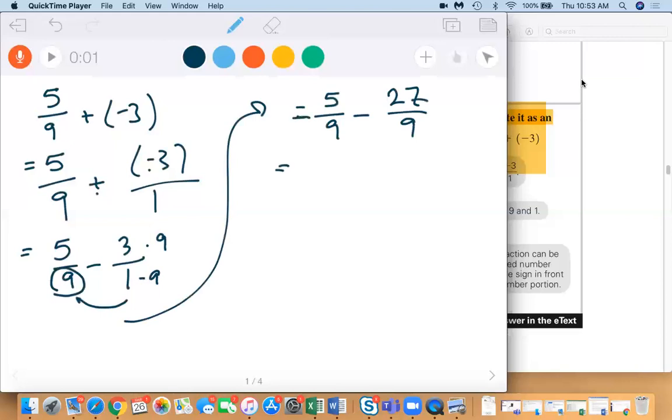So then you're going to keep the same denominator, so you have 5 minus 27 over 9. Remember, you only subtract across the top and you leave the denominator the same. So 5 minus 27 is negative 22 over 9. Am I done? You guys tell me. Okay, what do I need to do?